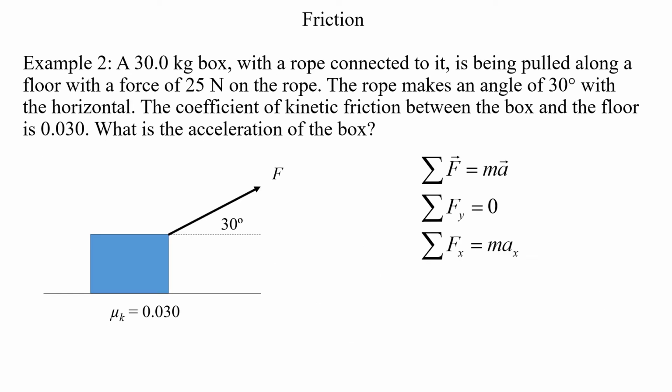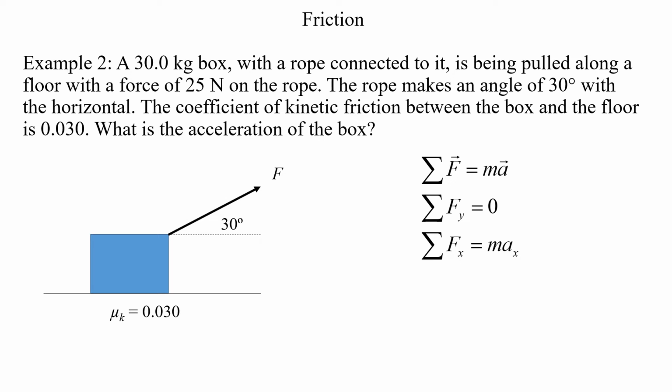All right, here we have a 30 kilogram box with a rope connected to it, and it's being pulled along the floor with a force of 25 newtons on the rope. The rope makes an angle of 30 degrees with the horizontal. The coefficient of kinetic friction between the box and the floor is 0.030. What will be the acceleration of the box?